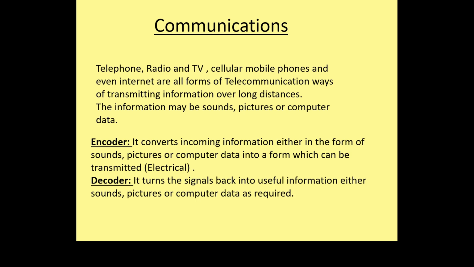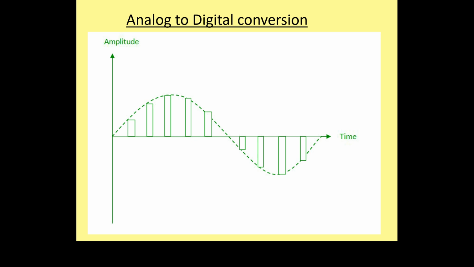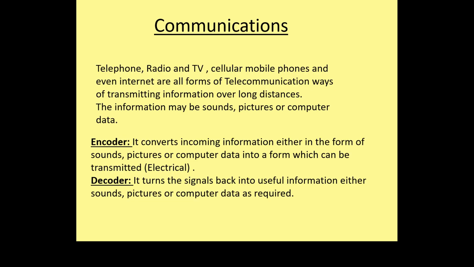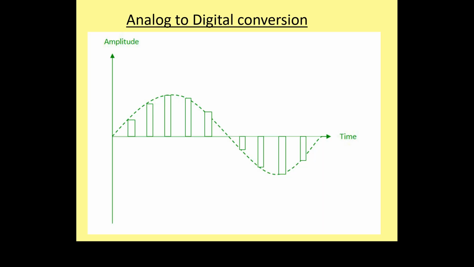And once the transmission is done in the form of electrical signal, then the decoder is used. It turns the signals back into useful information, again back into the original data, that is either sound or picture, whatever the requirement is. So how does this encoder convert the sound signals and pictures into electrical? We'll see here. That is from analog to digital conversion.